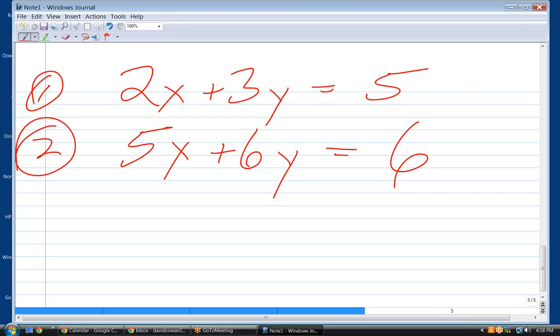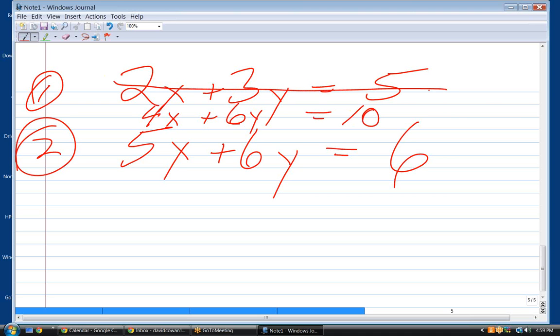What's the best thing I can do to eliminate a variable here? And there's lots of things you can do. There's not just one correct answer. But there is one quickest answer. In other words, there's a hard way and an easy way to do this. So would you multiply the upper one by 2? Okay, that works. That gives me 4x plus 6y equals 10.